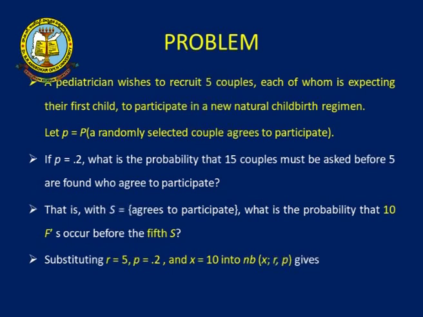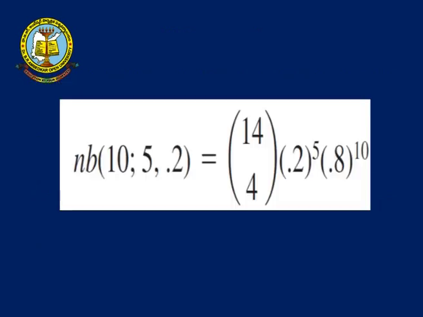What is the probability that 15 couples must be asked, therefore 5 are found to agree to participate, where S is agrees to participate? What is the probability that 10 F's occur before the 5th S? See here, substitute r is equal to 5. Five couples to recruit, I am taking 5. p is equal to 0.2. X is equal to 10. Out of 15 couples, 5 agree, so we take 15 minus 5, 10. So the formula NB of x, r comma p, that is NB 10, 5 comma 0.2.